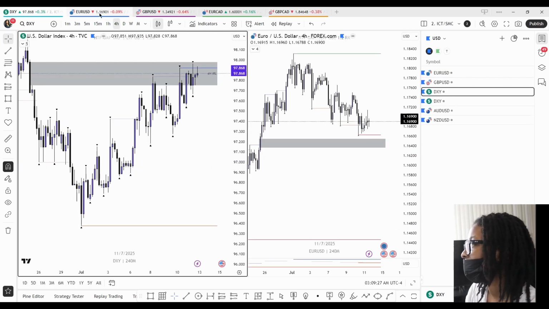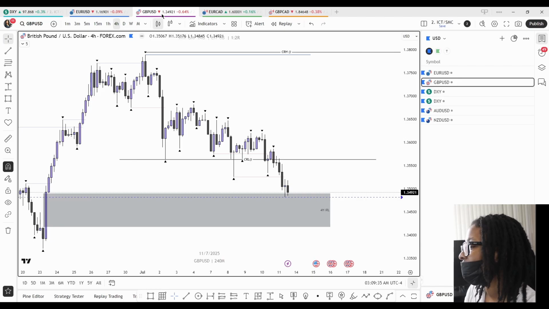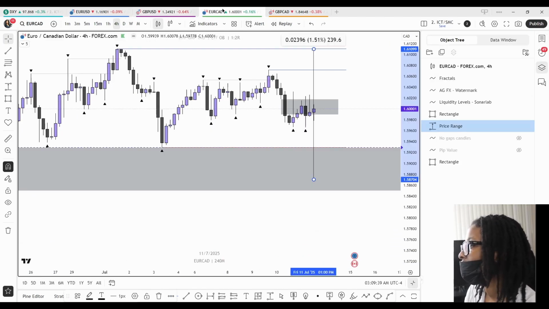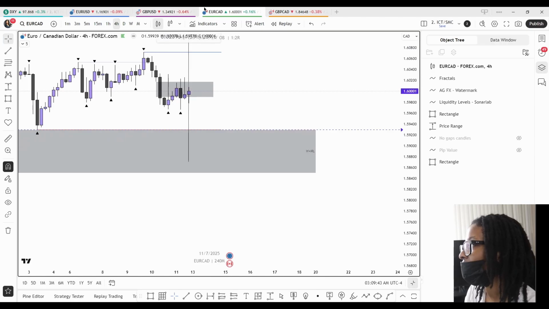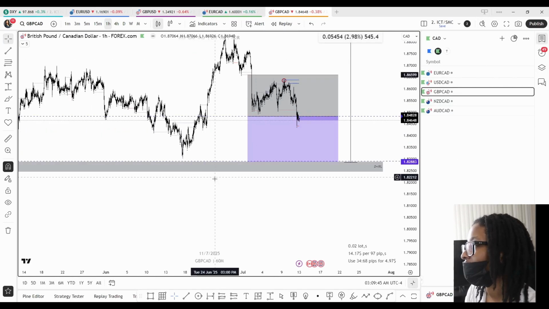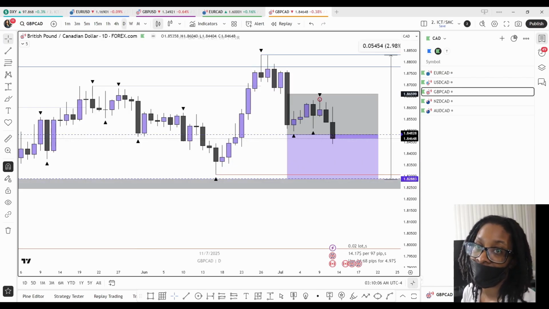DXY is 4 hour to 15 minute. Euro USD is weekly to 4 hour. GBP USD is 4 hour to 15 minute. Euro CAD is weekly to 4 hour. And then GBP CAD is daily to 1 hour. Things may change, but it's all I see right now. That's my pair analysis. Those are the pairs that I'm looking at for the week.